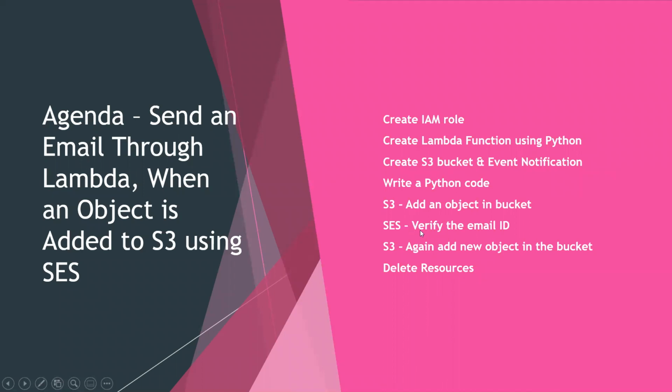SES is verifying the email ID. And after verifying this email ID, when we send any object to the S3 again, it will send a notification to the user which is configured in SES. And it is done using the Lambda function, right?